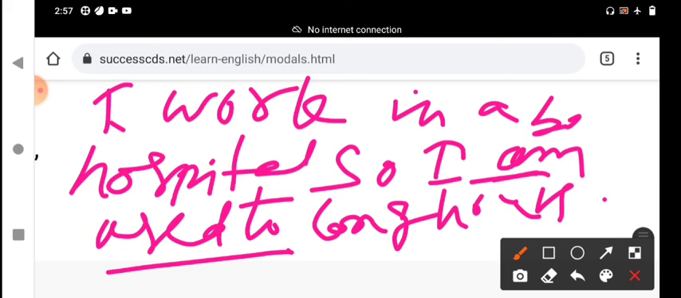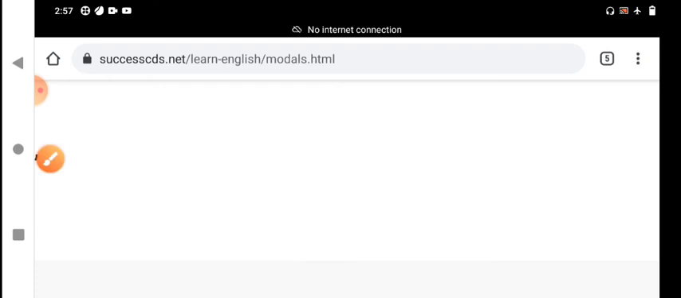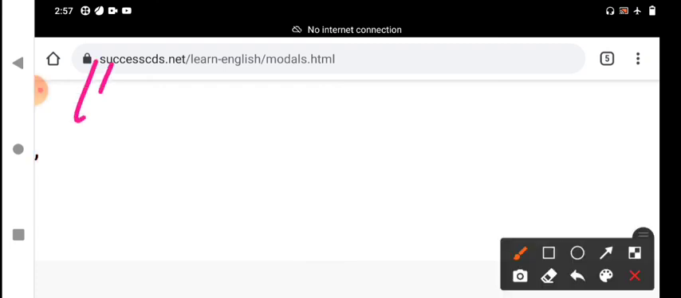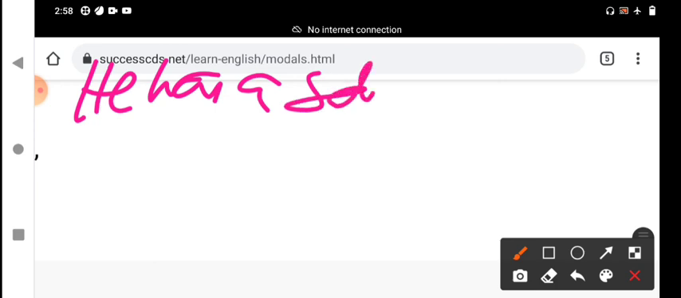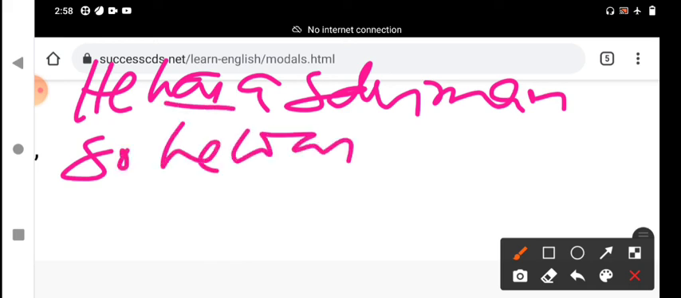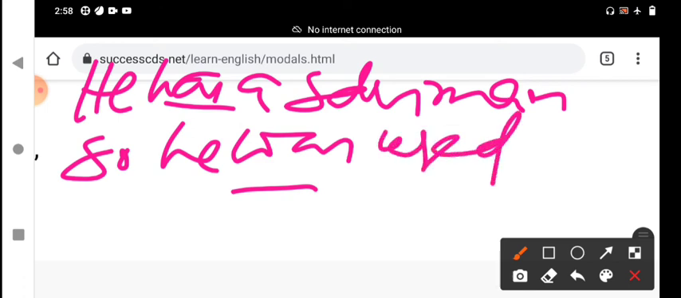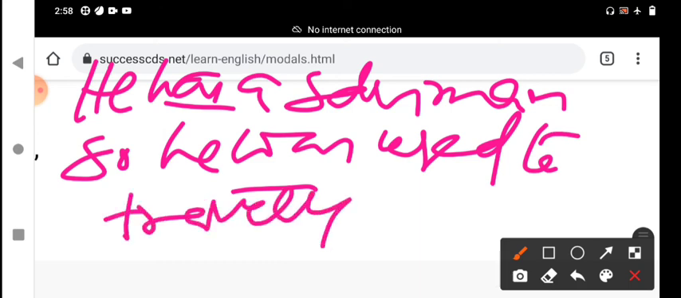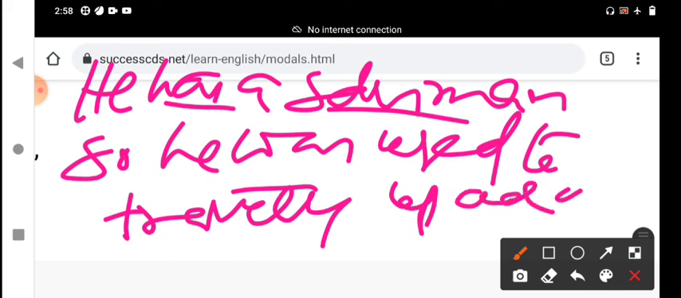For example, the last example I will give you. He was a salesman. So he was, past tense. He was a salesman, so he was used to traveling up and down in the town, as a salesman.